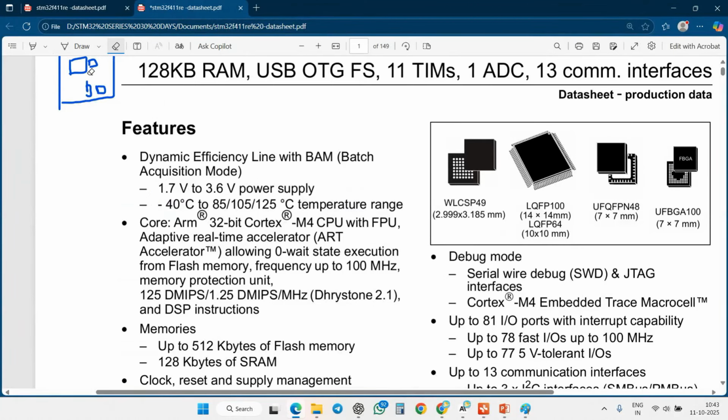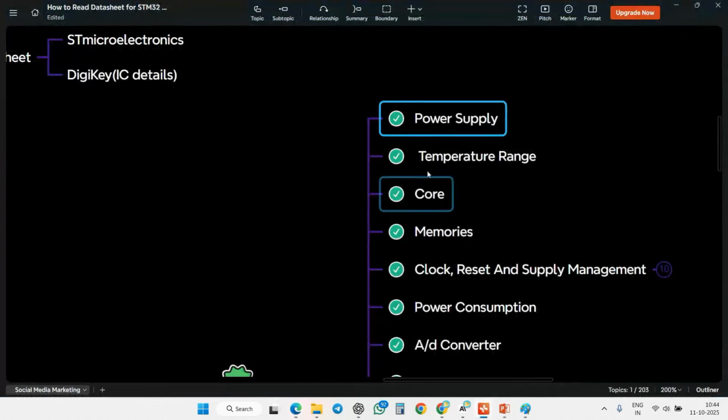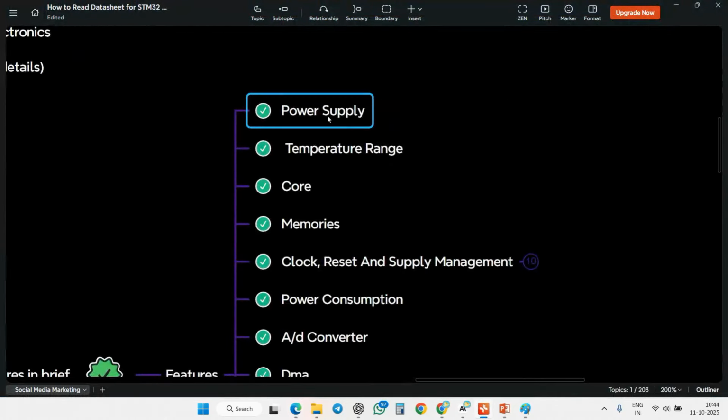Okay, here we have studied the concept of the operating voltage for the power supply and the temperature: it is minus 40 degrees to plus 125 degrees. Up to this range it can work. So this is the first thing, we have studied the power supply of your core processor and the temperature range it can work in.